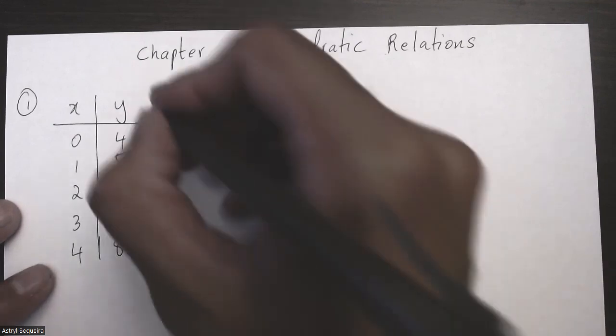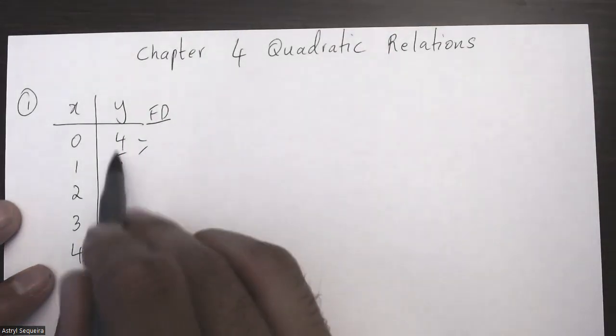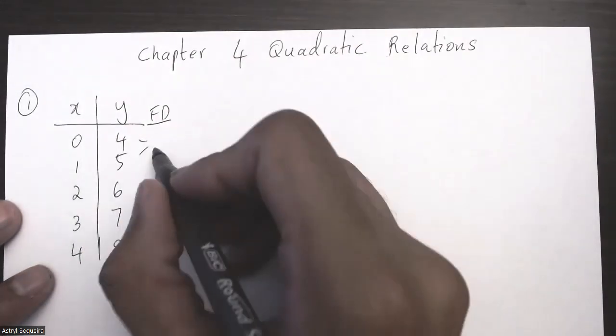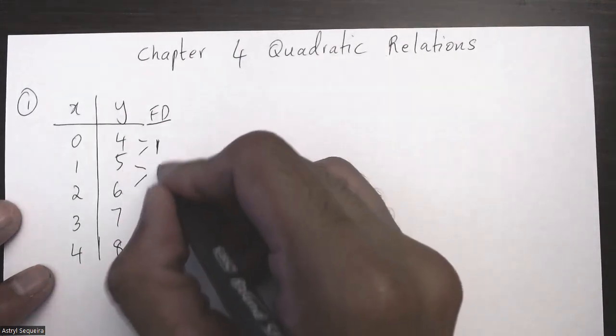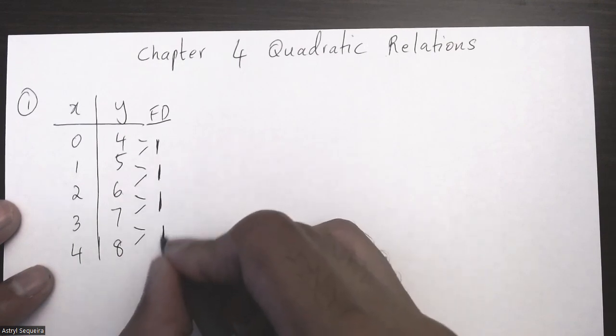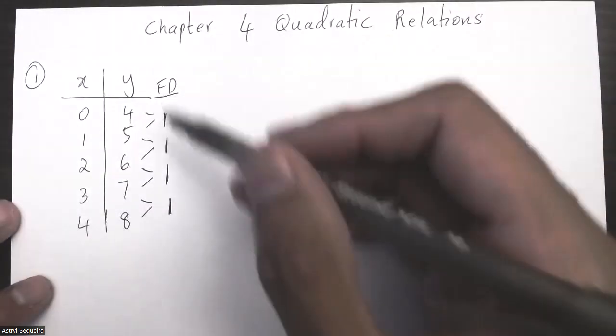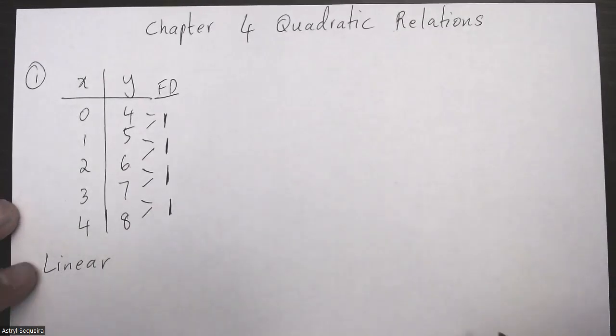For the y values, you want to find your first differences, which is basically your second value minus your first value. So 5 minus 4 is 1. Then your third value minus your second, which is also 1. This one's also 1, and then this one is also 1. So if my first differences are all the same, the equation is going to be linear.